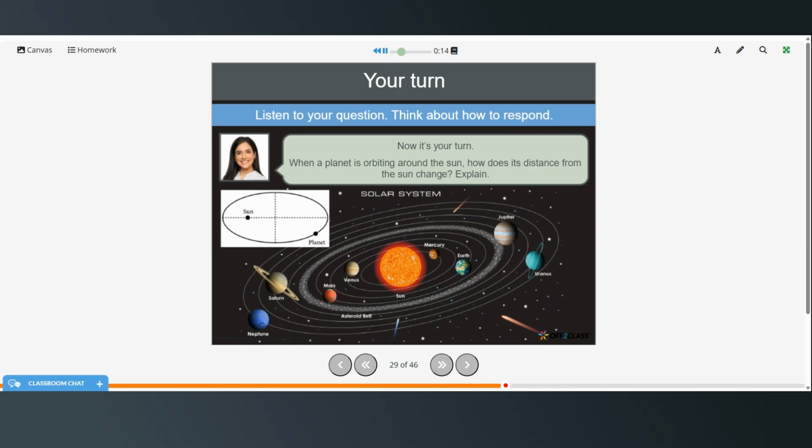Leela talked about the shape a planet's orbit makes around the sun. Now it's your turn. In a moment, the teacher will ask you how the distance between a planet and the sun changes as it moves in its orbit. Think about it. Be sure to study the picture while you're forming your answer.